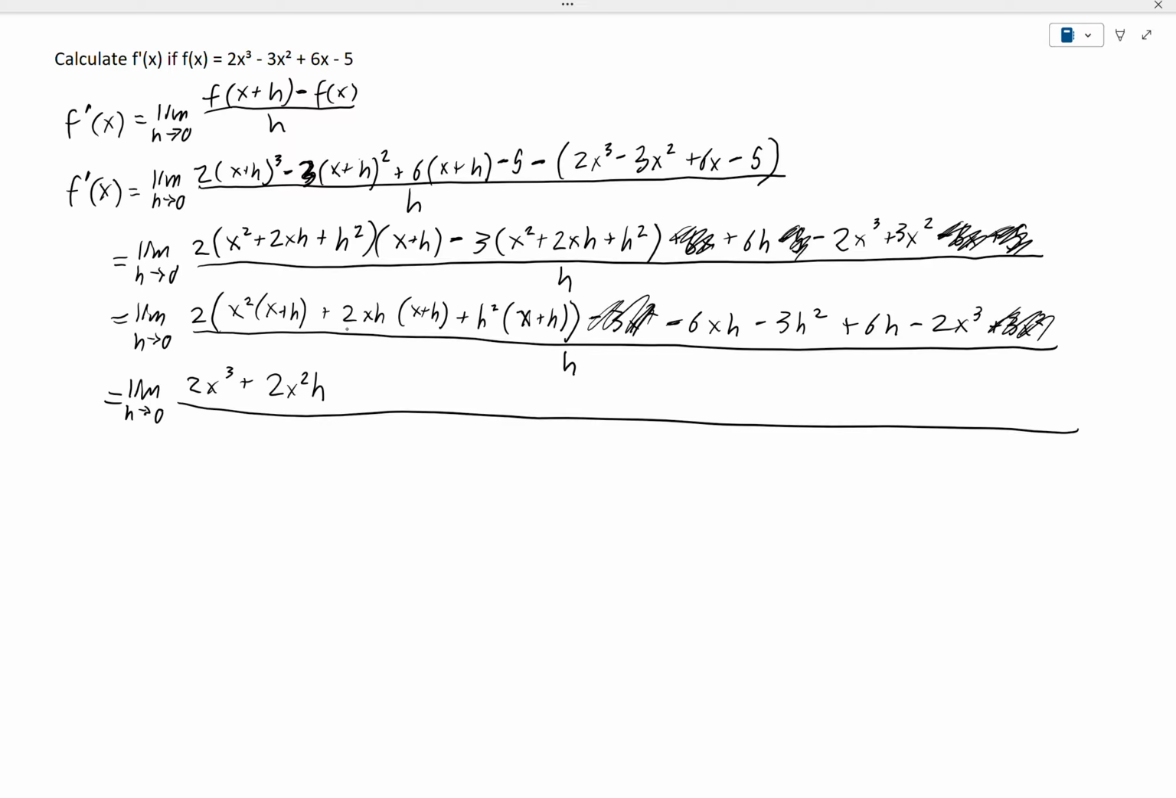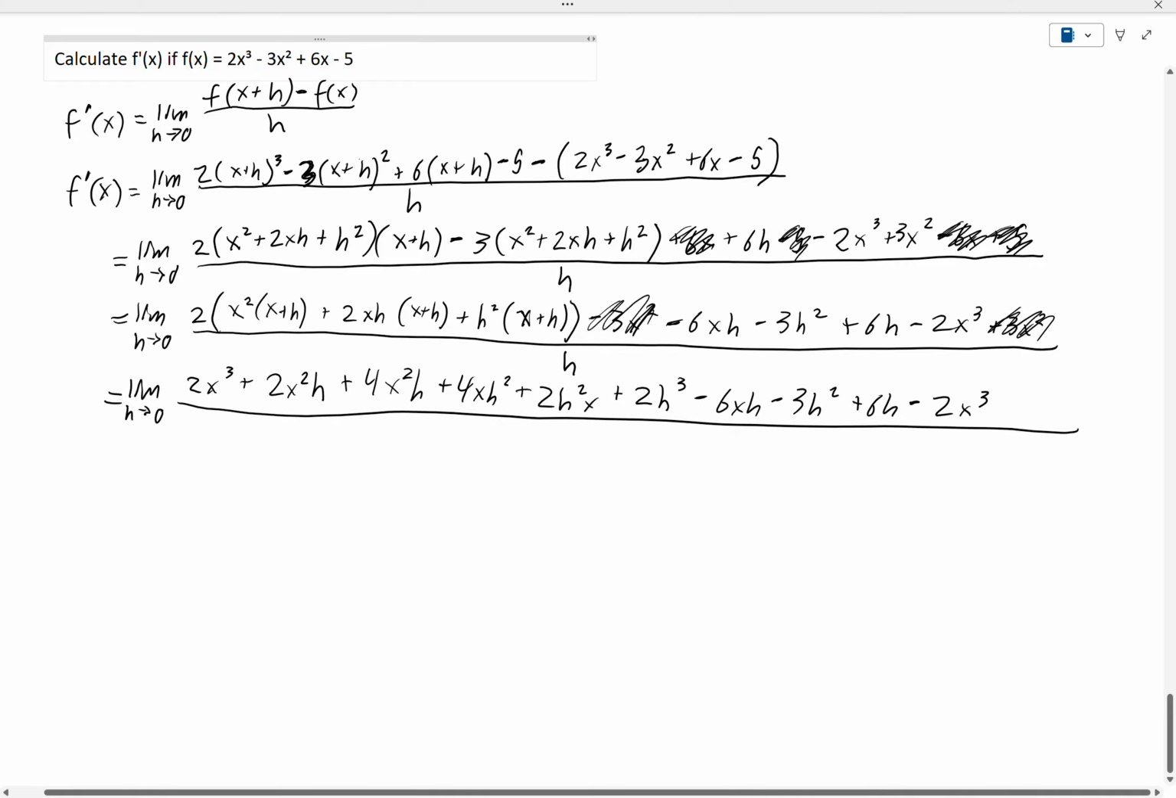For this next term here, this is going to become 2x squared h times 2. So 4x squared h. This is going to become a 4x h squared. And finally, we'll have 2h squared x, and then I'm going to have 2x h to the third minus 6xh minus 3h squared plus 6h minus 2x to the third, all over h.